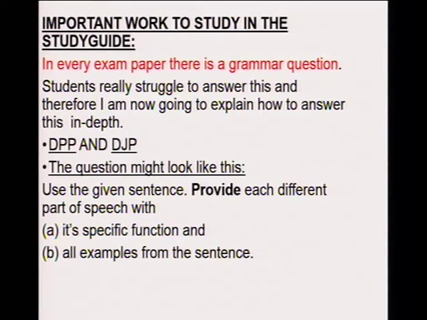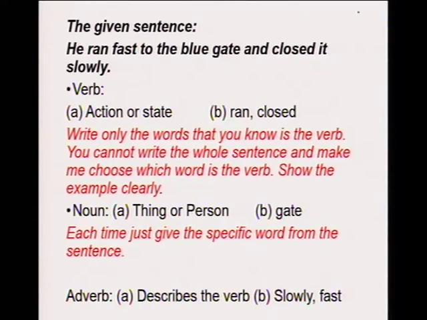The question might look like this. Use the given sentence and provide each with A, a specific function, and B, all the examples from the sentence. Now here, with number 1.1, verb, you must give A, where you tell me what is the function of the verb. The function of the verb is an action or a state. And then number B, you must take the verbs from the given sentence.